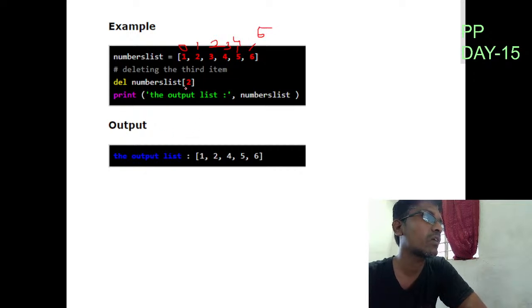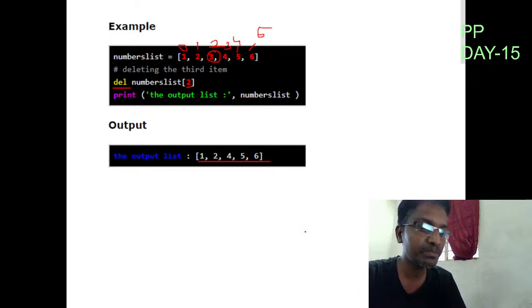So now I want to delete the second index. What is the second index here? That is 3. So the 3 will be deleted from the given list. After deleting the 3 from the given list, I got the output 1, 2, 4, 5, and 6. So in this example, by using the del method based on the index position, you delete the elements from the list of elements. Whereas the remove method accepts the element as an argument, it does not accept the index.